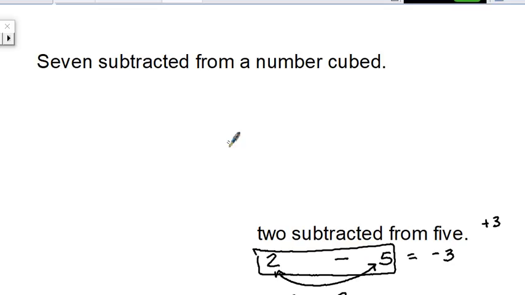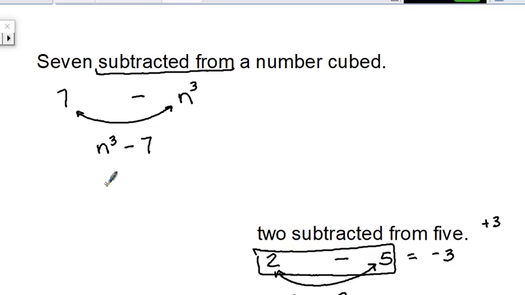So let's take a look and apply that same knowledge to this one here. 7 subtracted from a number cubed. Well, again, students would try to put 7 first, subtracted from a number. We'll use n, getting cubed. So we'll put an exponent of 3 there. Since we know, though, when we see subtracted from, we need to flip these two values. Instead of 7 minus n cubed, we know we should be putting n cubed minus 7. And that is the proper translation from our original sentence.